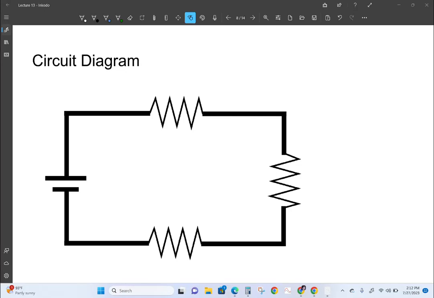Circuits are basically a schematic that represents the elements in a circuit. So we're just dealing with simple circuits, which will include resistors and batteries, and maybe a capacitor or two at some point. A symbol for a resistor is a zigzag line.